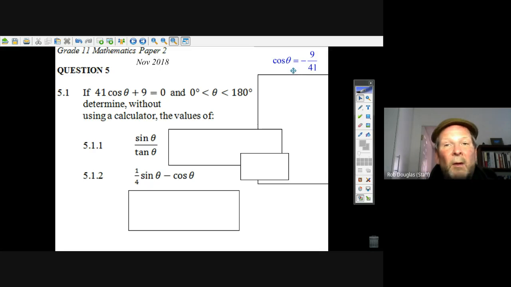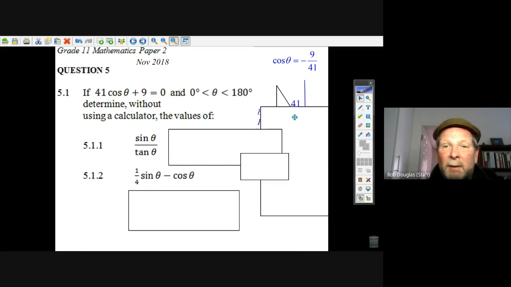And cosine's only negative where x is negative, in the second and the third quadrant. So that means if we draw a picture, we better draw it. This tells us it's in the first or the second quadrant, and this says it's in the second or the third. So it must be in the second quadrant. And this is where we draw a picture.